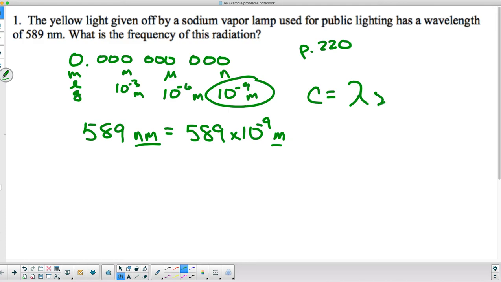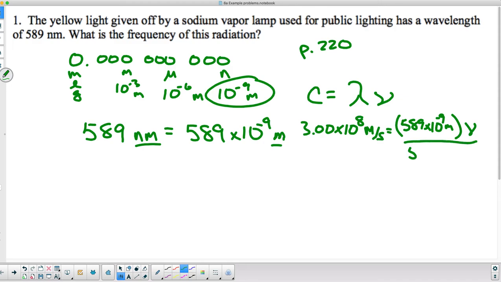So c equals wavelength times frequency. Let me plug everything in except for frequency: 3.00 times 10 to the 8th meters per second. You may want to get to know that. That's the speed of light. That is a constant speed that does not change, at least as far as we know. And then we have the wavelength of 589 times 10 to the negative 9th meters, and all of that times frequency. So if I'm going to solve for frequency, I divide both sides by 589 times 10 to the negative 9th meters.